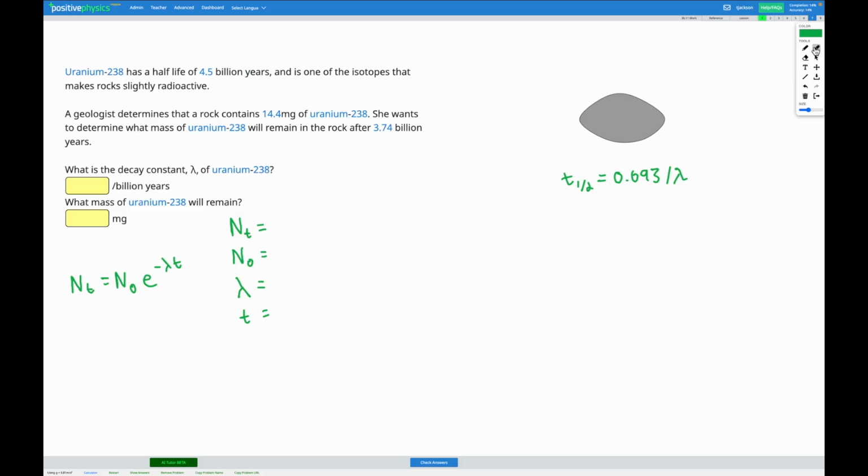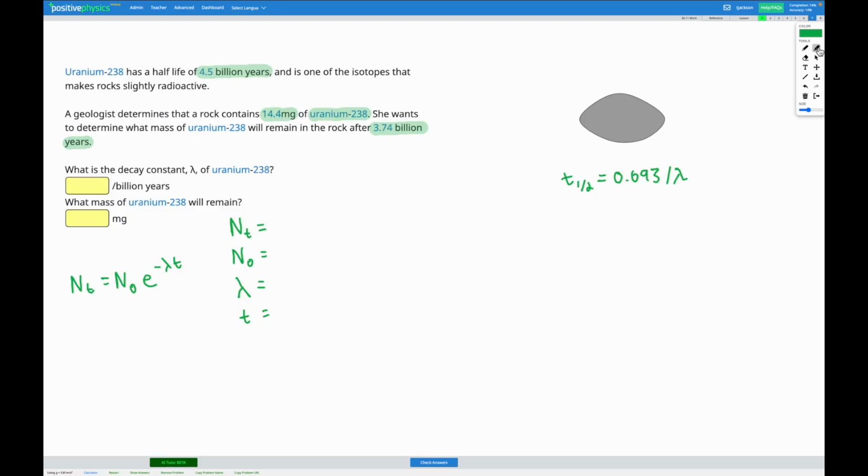Let's do one more question of this type. This one's about uranium-238, which has a half-life of 4.5 billion years. It's one of the isotopes that makes rocks slightly radioactive. A geologist determines that a rock contains 14.4 milligrams of uranium-238, and she wants to know what mass of uranium-238 will remain after 3.74 billion years have passed. So we're going to be using the same equations we used before, the half-life equation and the radioactive decay equation.